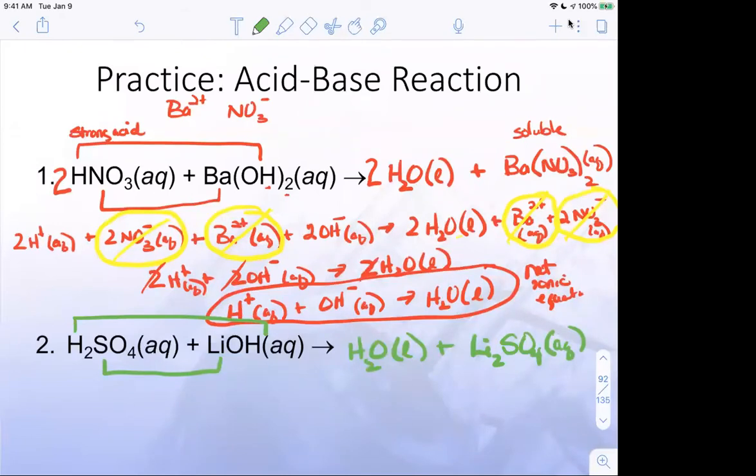Am I balanced? No, because I have 2 lithiums. I need a 2 in front of this lithium hydroxide, and then that changes the amount of hydrogens. So I also need a 2 here in order to fully balance the reaction. So again, I could write the complete ionic and the net ionic equation. And basically for my net ionic equation, I'm going to get the same thing as I got here. My spectator ions are going to be the lithium plus ion and the sulfate 2 minus ion in this particular case.